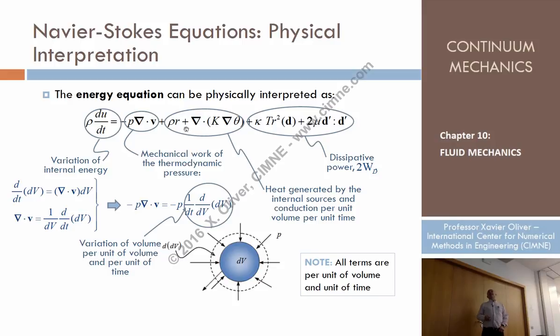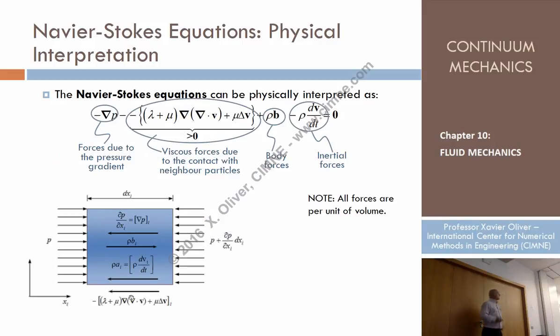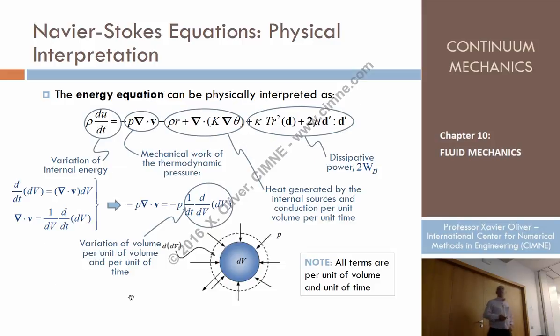What is this term here? Well, this term here you can identify. This is the internal sources term, and this is the heat conduction term. In other words, this is the heat generated by the internal sources and the heat conduction at the point. And what is that? That is the work of the viscosity forces. Okay? These viscosity forces also do work, and this is what is called the dissipative power.